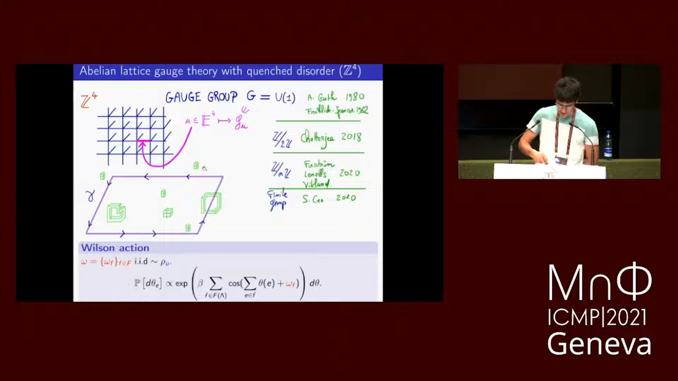And here, so it's abelian lattice gauge theory. There is an action which is a little bit like the XY action. And similarly as in the XY, one can consider some quenched disorder here. And there is also a Nishimori line for this abelian lattice gauge theory.